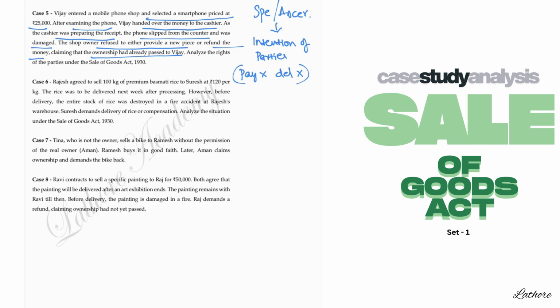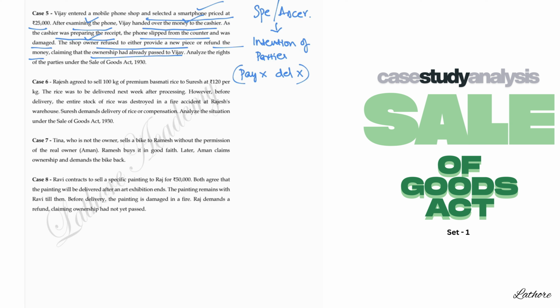So, in this case, Vijay has already selected the phone and he has already paid the cashier, and the phone is already in a deliverable state, and the shop has already accepted the payment and is preparing the receipt. All these circumstances show that the property in the goods has transferred to Vijay, even though the physical delivery was pending. Handing over the receipt and the phone was pending. So under these circumstances, Vijay has got the ownership rights with respect to the goods.